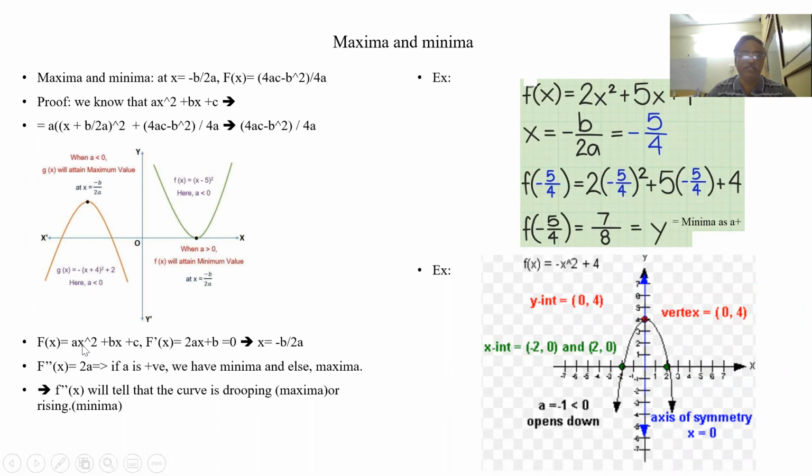You can do it another way also. Suppose f dash x. F dash x of ax square plus bx is 2ax plus b. If it is 0, x is equal to minus b by 2a. At this point, the slope is 0. What do you mean by f dash x? F dash x is the slope of the curve.